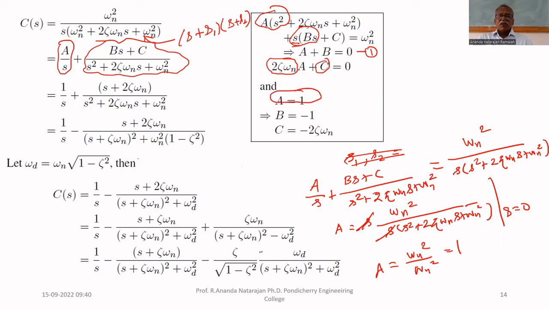Now, A equal to 1 means B equal to minus 1, because A plus B equal to 0. And C equal to minus 2 zeta omega n. Substitute all these values here: 1 upon S, because A equal to 1, then B equal to minus 1, so here you will get the minus sign, S plus 2 zeta omega n.